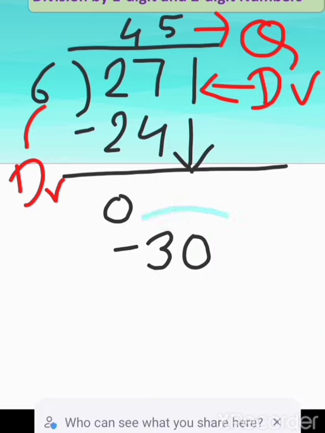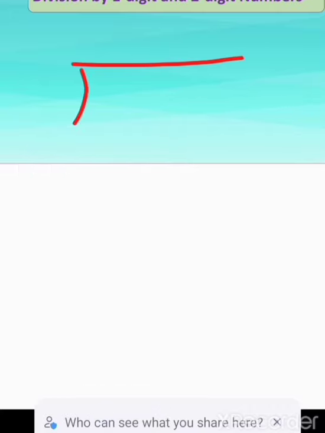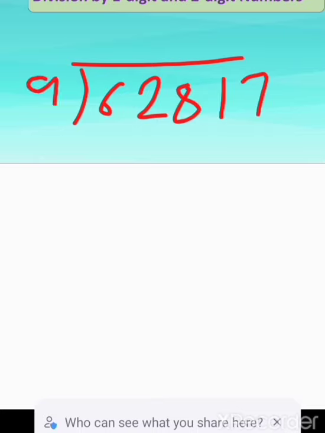Now we'll see the division of a 5 digit number by a one digit number. Let's take an example of 60,817 divided by 9. Suppose this is the number. Again, I see my 6 is less than 9, so I'll take 62 together.